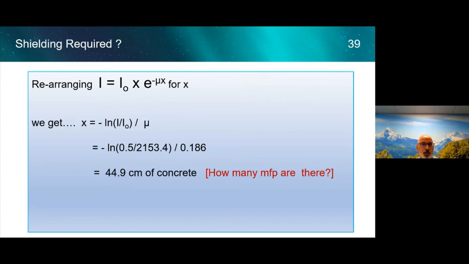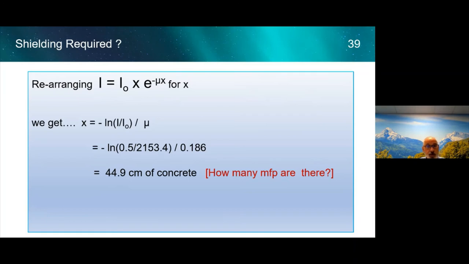I mentioned earlier this thing called the number of mean free paths, which is mu x. That becomes important because the question you have to ask yourself is, how many mean free paths are there in 44.9 centimetres of concrete? The reason you need to know that is build-up factors are generally either in graphical form, where you look up the number of mean free paths in material for a given thickness, or tabulated, where you look up the number of mean free paths and then read across to get a build-up factor. So that's why you need to know how many mean free paths there are.